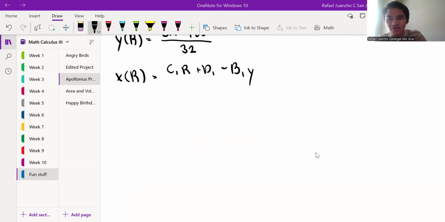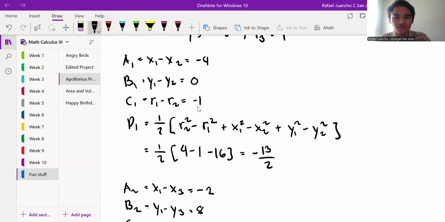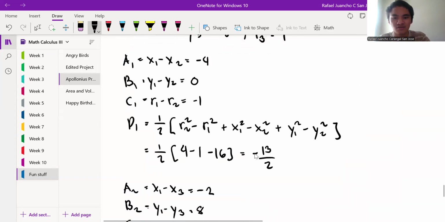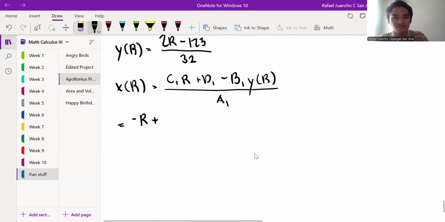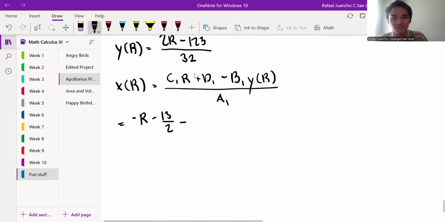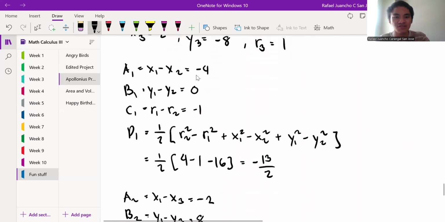Wait, why do I have a Y? Y of R. So the thing that I got for Y of R, A1. And if I plug in everything there, what's my C1? My C1 is -1. So here I have -R actually. Then I have D1. My D1 is minus 13 over 2. Minus B1. My B1 here is 0. So there we go. Now we get to cancel that thing. And then this is over my A1. My A1 is -4.